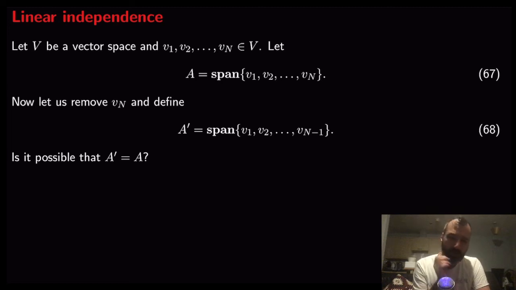And I'm asking now, if I remove one of them, let's say the last one, and I get a new set, A prime, which is the span of V1 up to Vn minus 1, is it possible at all that nothing changes? Is it possible that taking out Vn doesn't change the span? Or to put it differently, is it possible that Vn is not necessary to define the span?